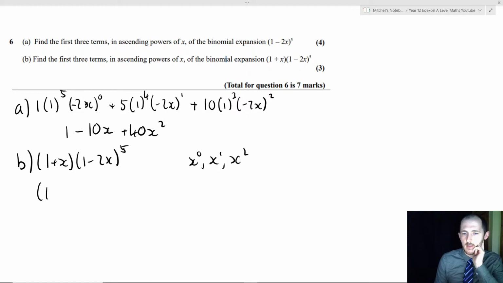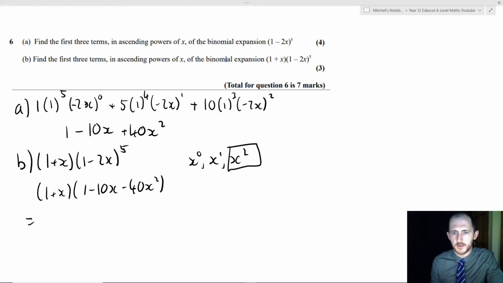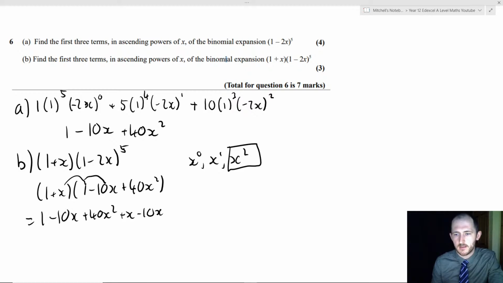So what we're going to do first is sub in our expansion that we just did, which is 1 minus 10x minus 40x squared. And then we're going to expand these brackets, but only going up to a maximum of x squared. That's the key part that students sometimes get wrong. So this 1 is going to times everything in that bracket. So we have 1 times 1 minus 10x minus plus even 40x squared. Then the x is only going to times the first 2 things, because the third thing will make it x cubed. So we have plus x minus 10x squared.